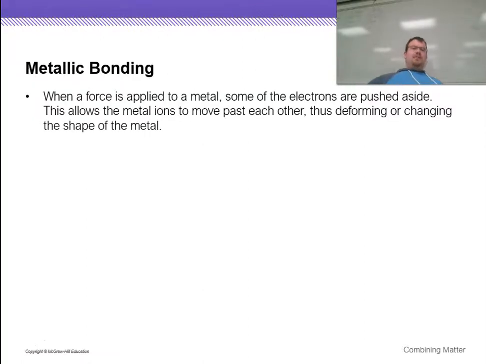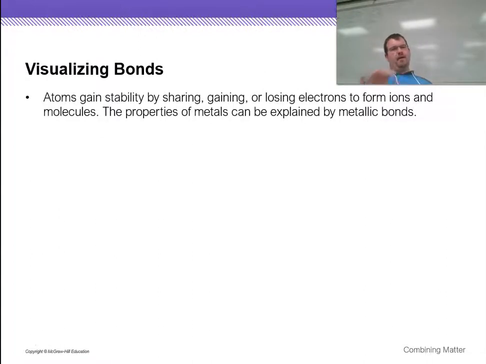So then we have metallic bonding. When a force is applied to a metal, some of the electrons are pushed aside. This allows the metal ions to move past each other, thus deforming or changing the shape of the metal. This is how the desk that you sit in has bent bars, and it's how swords are made. Any metal that we bend, any metal that you see bent, that's what is happening here because of that sea of electrons. It gives it the ability to take that shape.